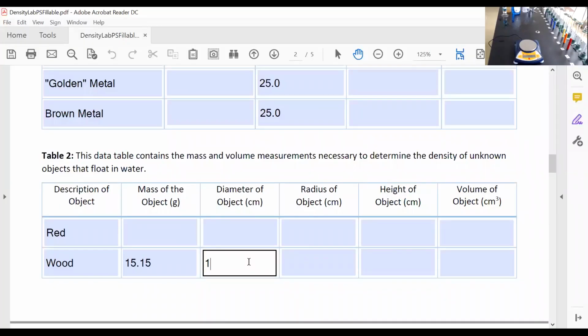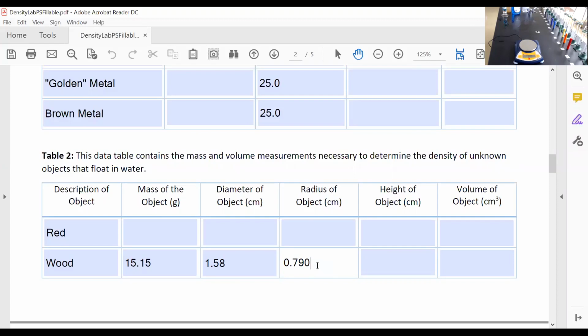So I'm going to go and add that to our chart. The diameter, 1.58. We're going to divide that in half, and we're going to get 0.790-ish as the radius. The diameter is the distance across. The radius is the distance from the center to the outside edge, so about exactly half the diameter.